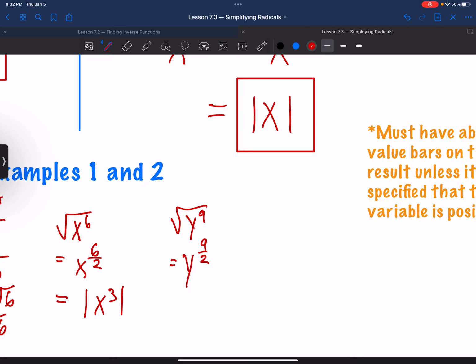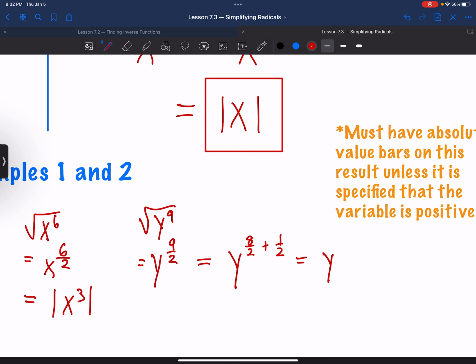9 halves is y to the power of 8 halves plus 1 half. Is that true? Isn't 9 halves 8 halves plus 1 half? And I can do that because there's a rule of exponents that when you're adding the exponents like so, this is the same as multiplying the base with those exponents: y to the 8 halves times y to the 1 half.